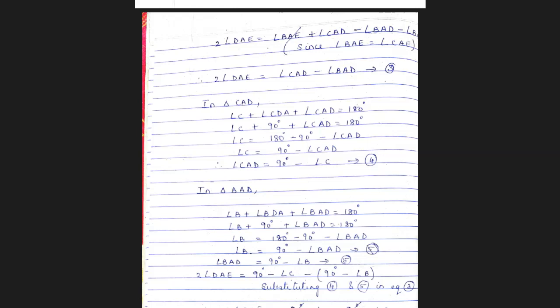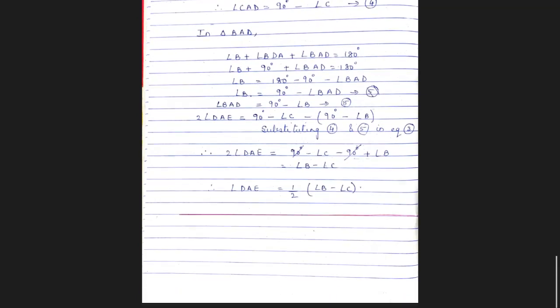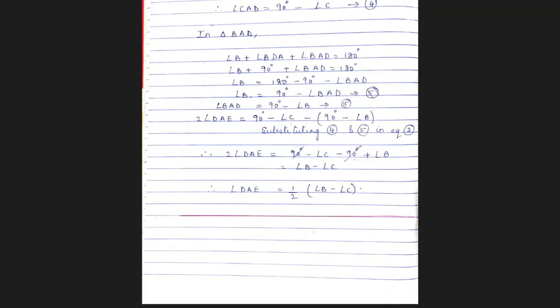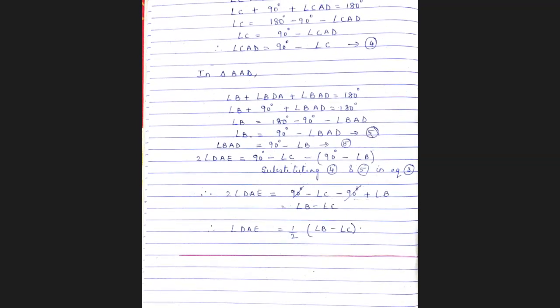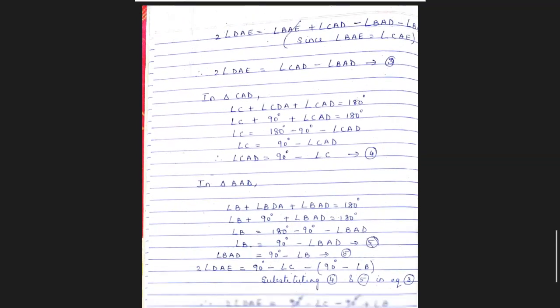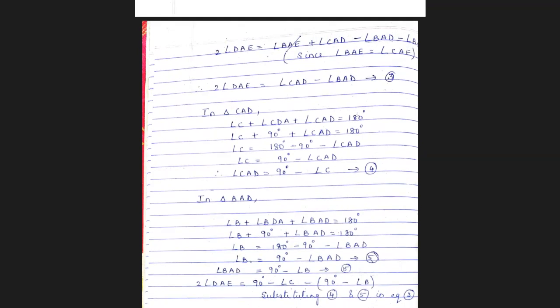Same method for triangle BAD. Add all the three angles, equate it to 180. From here, find out angle BAD. That's equal to 90 minus angle B. Write it as equation 5. Same method as you did before. Now what you do is, substituting equations 4 and 5, that is the value of angle CAD and angle BAD, in equation 3. You got angle CAD as 90 minus angle C, angle BAD as 90 minus angle B.